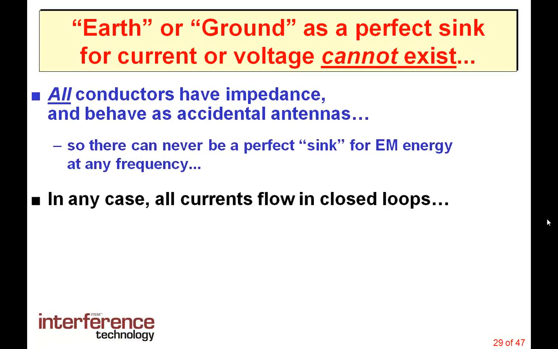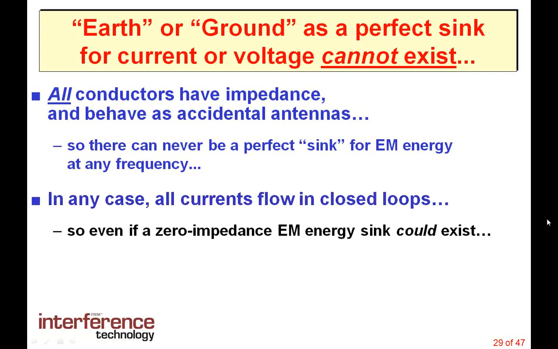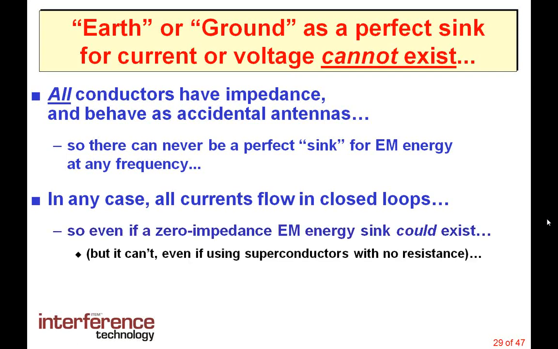In any case, all currents flow in closed loops. Even noise currents flow in closed loops. So you might connect them to an earth electrode, and they'll just flow in a loop. Even if a zero impedance electromagnetic energy sink could exist, which it can't, it wouldn't play any part in signal integrity or EMC, because it's not part of the loop.